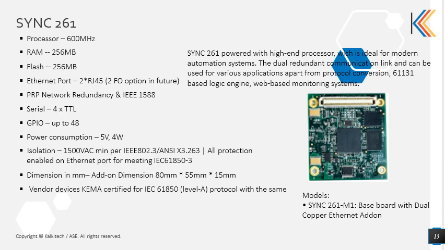So this is one of the key features which is available now, and all the new generation devices are moving ahead with the 261 because of the PRP support and the higher 600 megahertz processing capability. This is a newly launched board with the latest things supported, based upon 650.